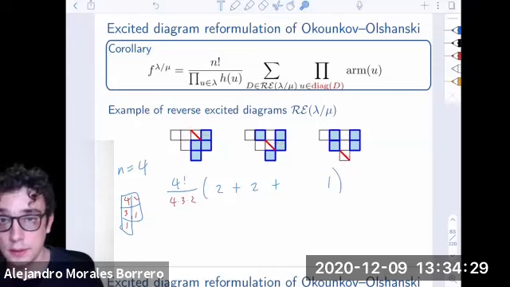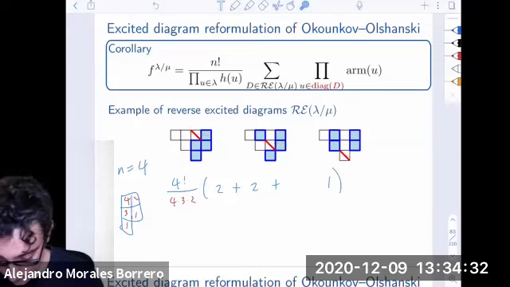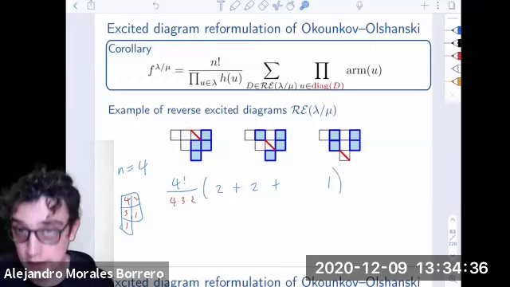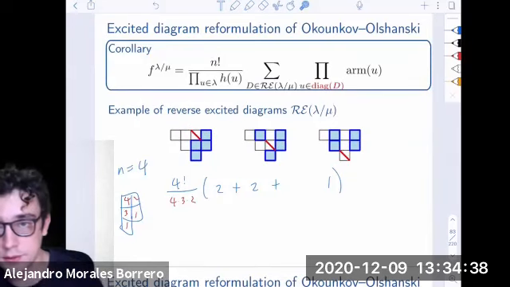Wait, I guess this formula will change if you transpose the picture. Yes, exactly. And that's why. So that shows a difference.